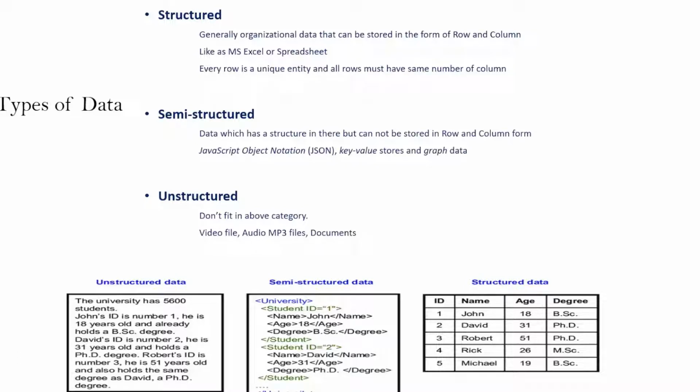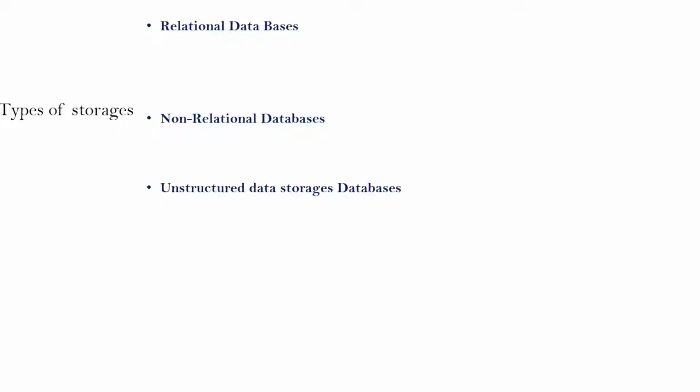Let's move further. After types of data, we need to talk about types of storage. It's similar to relational databases. First we will go with the relational database, so what is a relational database? Very simple. And second, we have non-relational databases. Then we have unstructured data storage types. So these are the three types of storage.